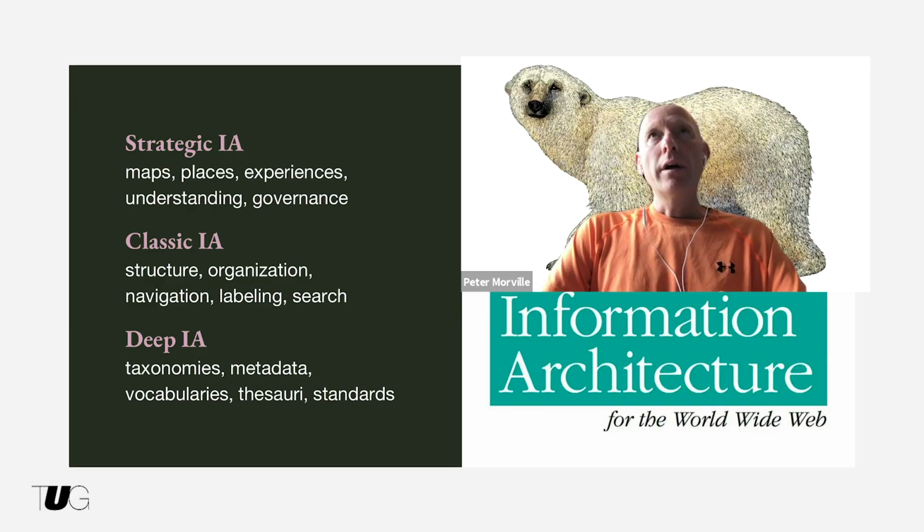And over time, what we saw with the success of IA early on was that people fixated on what I think of as the middle layer of classic information architecture, which really was the original definition in the Polar Bear book, focused on the design of structure, organization, navigation, labeling, and search systems, right?